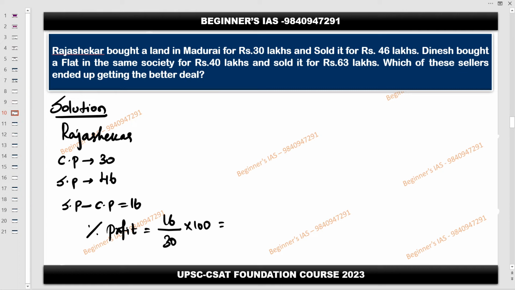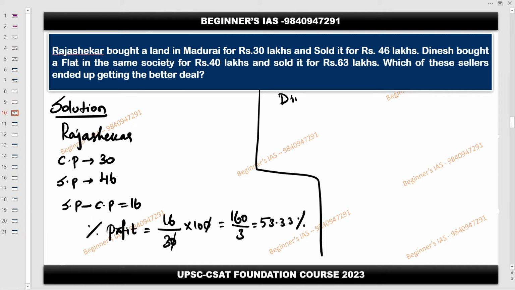So you people calculated 160 by 3. 160 by 3 is nothing but obviously around 53 point, 10 divided by 3 is nothing but 3.33. Okay, therefore 53.33. Then what about the case with respect to Dinesh?